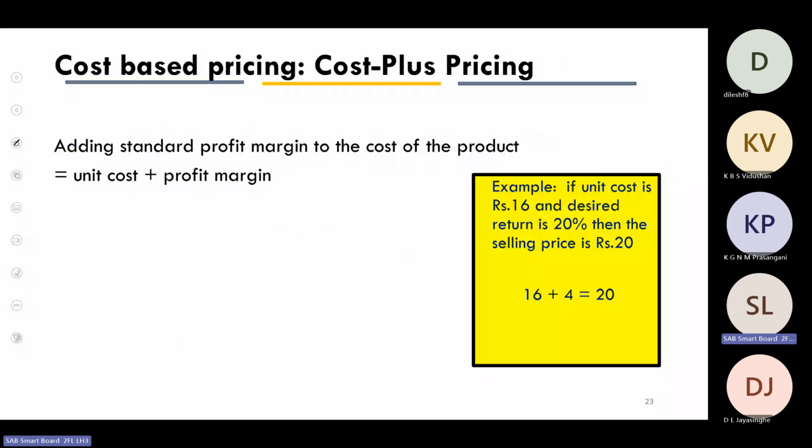Then the cost based pricing or cost plus pricing, adding a standard profit margin to the cost of the product, right? Like for the cost of the product, they add a markup and set the final price. Very simple, and you know it. Then target return pricing.